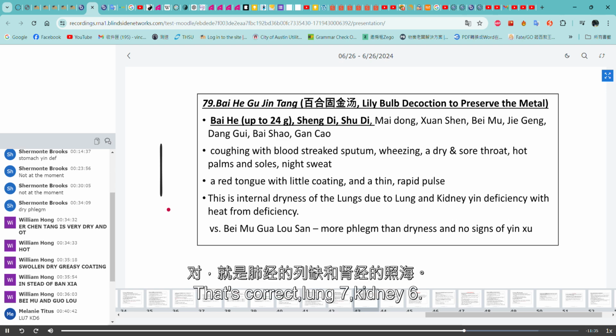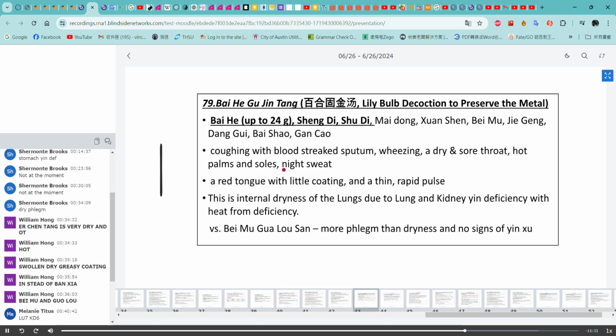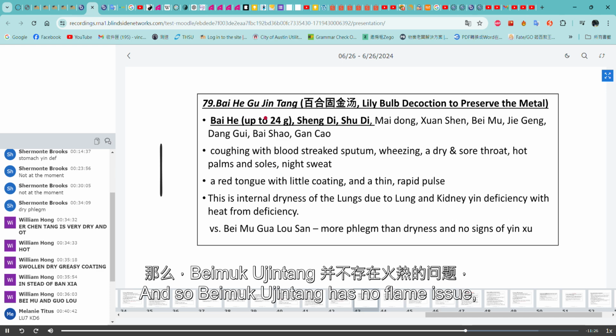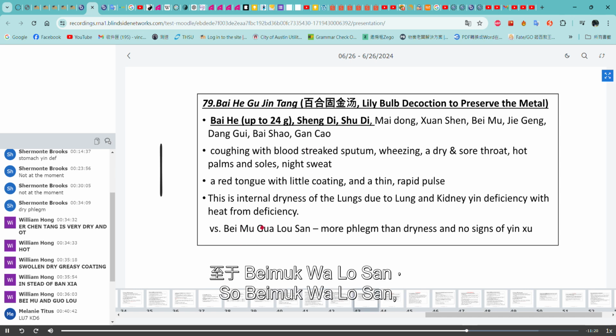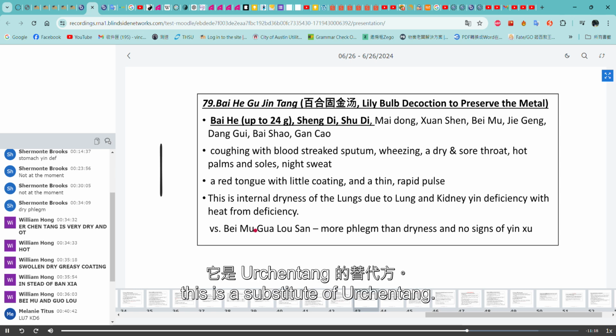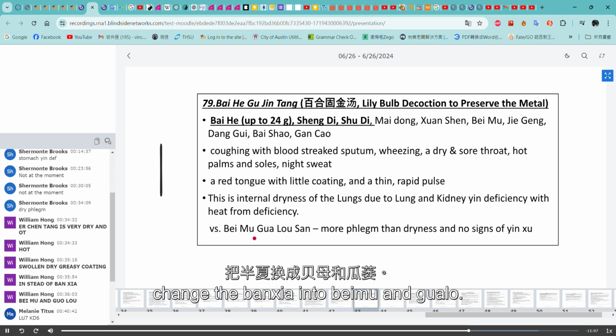That's correct. They're lung 7, kidney 6. So this is exactly what they use this for. Very good. And so Beimu Gujing Tang has no flame issue, just insufficient heat. It's a Beimu Gualusan. This is again a substitute of Urchin Tang. So you can use this, change the Bansha into Beimu and Gualu.